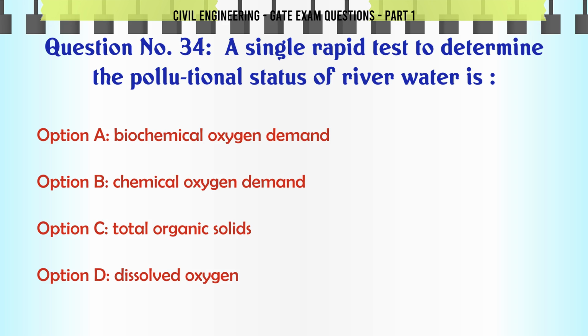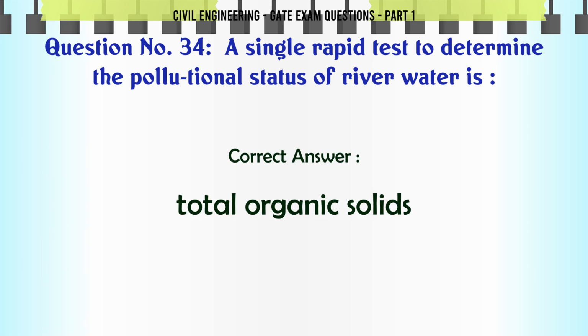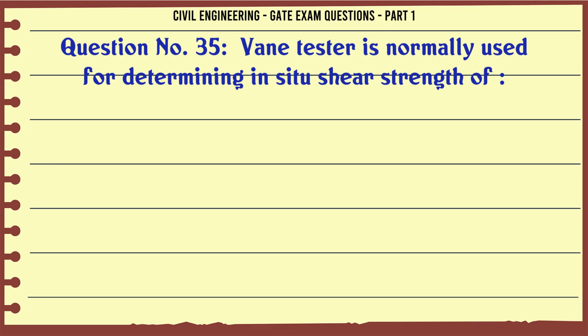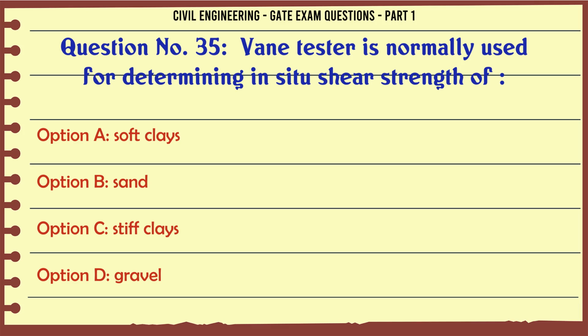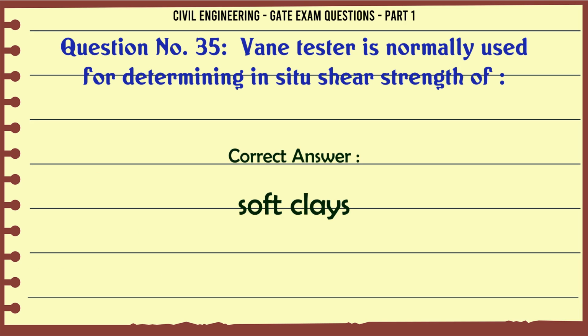A single rapid test to determine the pollutional status of river water is: A, biochemical oxygen demand; B, chemical oxygen demand; C, total organic solids; D, dissolved oxygen. The correct answer is total organic solids. Vane tester is normally used for determining in situ shear strength of: A, soft clays; B, sand; C, stiff clays; D, gravel. The correct answer is soft clays.